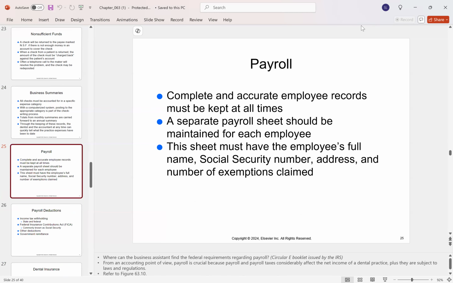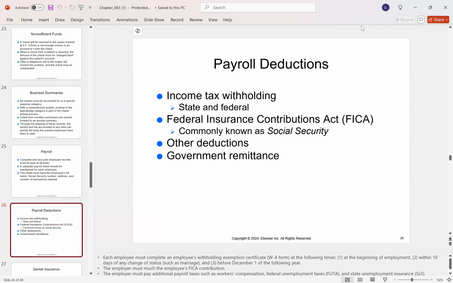Payroll requires complete and accurate employee records. We will have a separate payroll sheet for each employee, and the sheet is going to have the employee's full name, social security number, address, and number of exemptions claimed. Deductions from payroll are going to include the income tax withholding for state and federal, the federal insurance contributions, other deductions, and then government remittance.